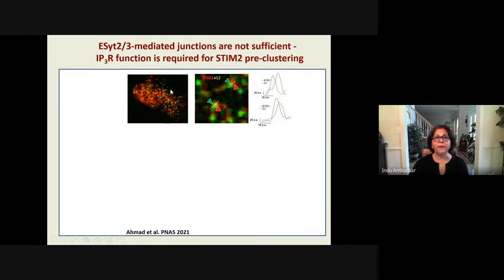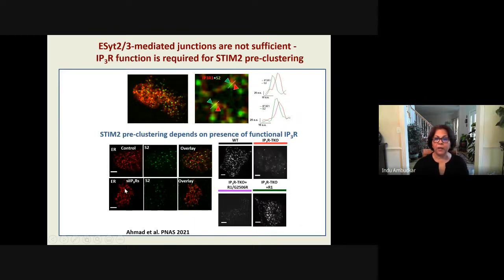So what Moaz did was look at the localization of IP3 receptors in relation to STIM2 protein. And you can see that they are in close proximity, you see these clusters. Although the IP3 receptor clustering under these conditions is not very clear, this is an expressed IP3 receptor type 1. And these two puncta partially overlap, but they're not completely overlaid. Now, is this IP3 receptor necessary? Here we looked at the effect of knocking down the IP3 receptors, and we actually saw that the STIM2 pre-clustering is completely gone.